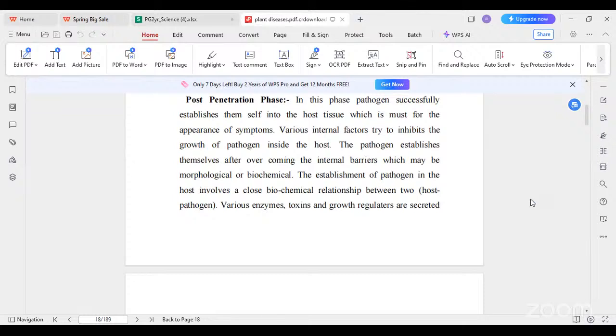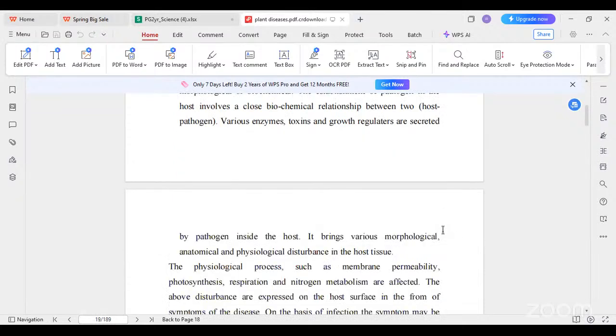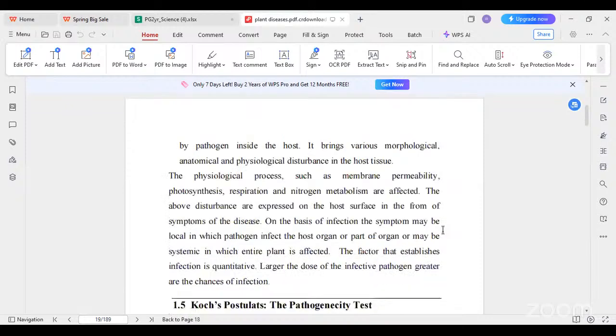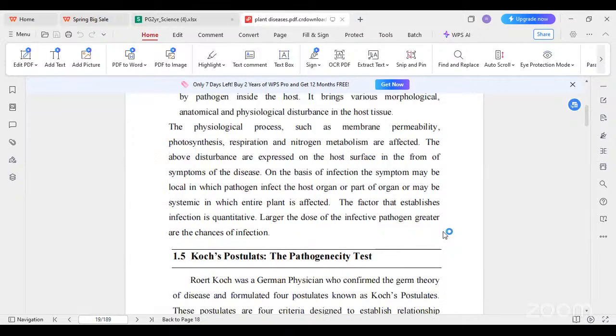Various enzymes, toxins, and growth regulators are created by the pathogen inside the host. It brings various morphological, anatomical, and physiological disturbances in the host tissue. The physiological processes such as membrane permeability, photosynthesis, respiration, and nitrogen metabolism are affected. The above disturbances are expressed on the host surface in the form of the symptoms of the disease.